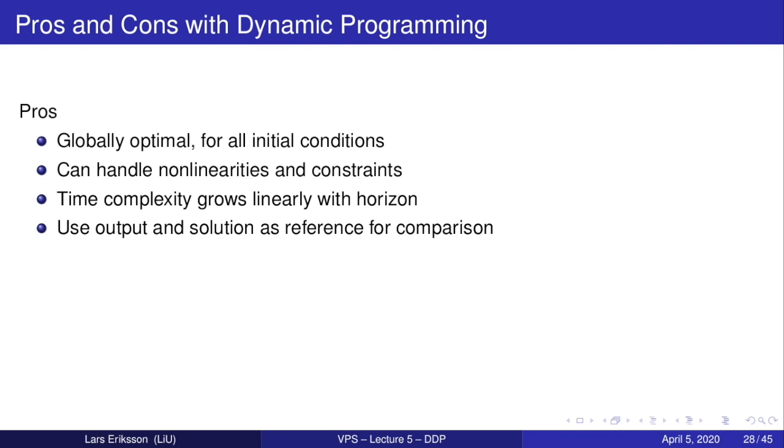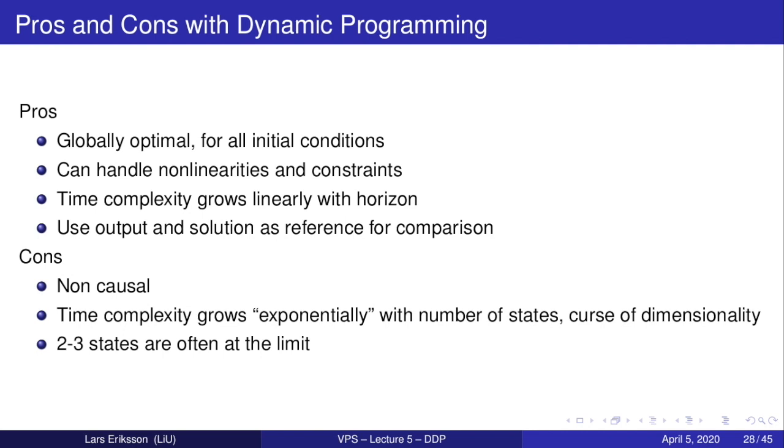The third advantage is that it has a time complexity that grows linearly with horizon, and you can use the output and the solution as a reference for comparison. So if you solve an optimal control problem, you can use that as a benchmark for your real-time control problem at a later stage. The disadvantages are that it's non-causal, so we have to have full information of the future. And another is that the time complexity of solving the problem grows exponentially with the number of states. We have what we call the curse of dimensionality, and 2 to 3 states are often at the limit of what we can do with today's computers.